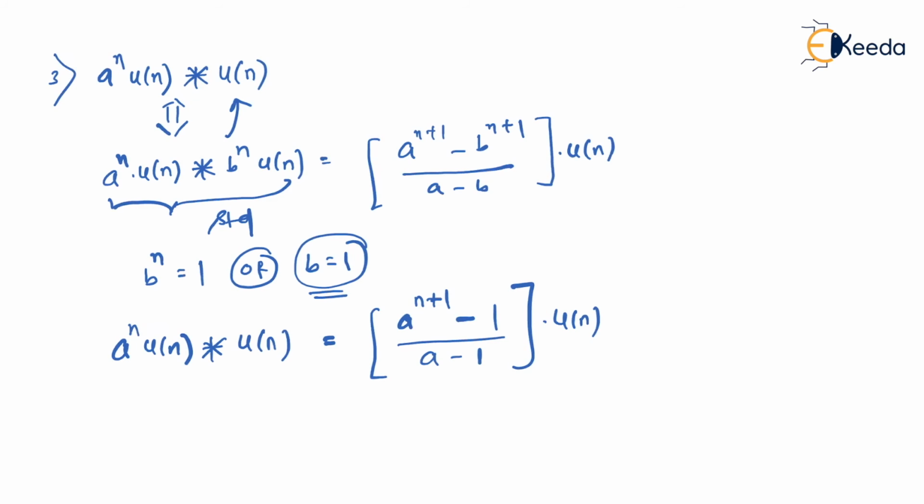That's it. So we don't have to go through that rigorous procedure if we know standard results, right? For discrete time, we have already done all the convolutions. Now only continuous time convolution for exponential signals is left. So let us begin with continuous time convolutions. Question number 4: it was e to the power at u of t convolved with e to the power bt u of t.